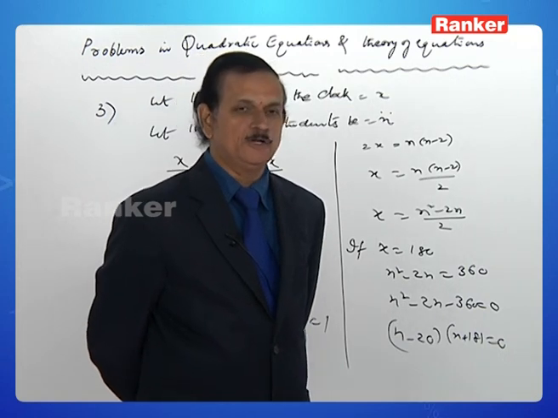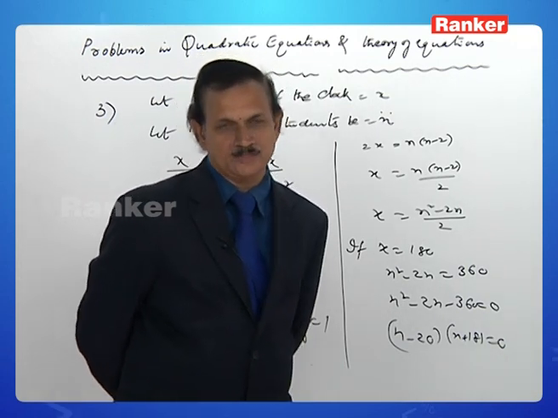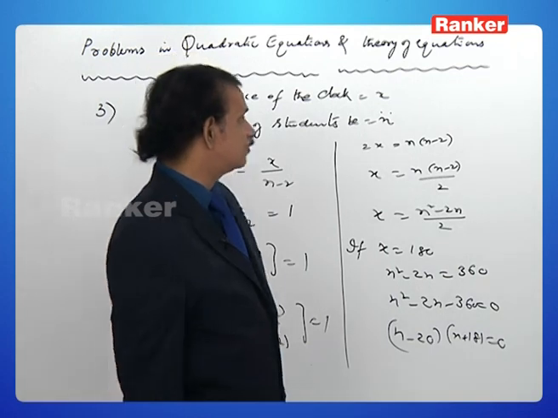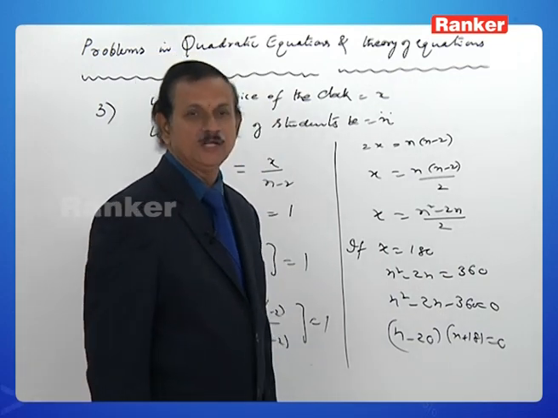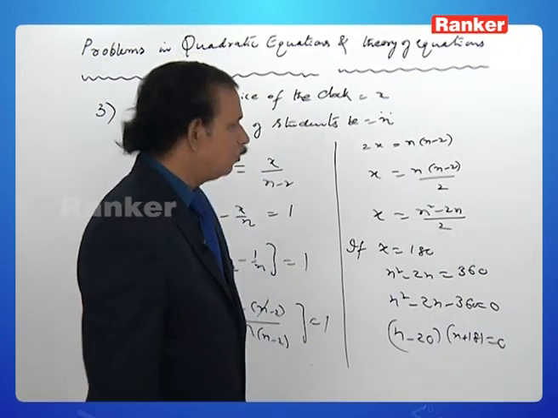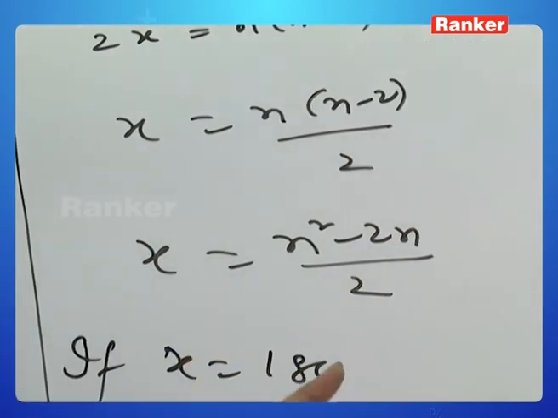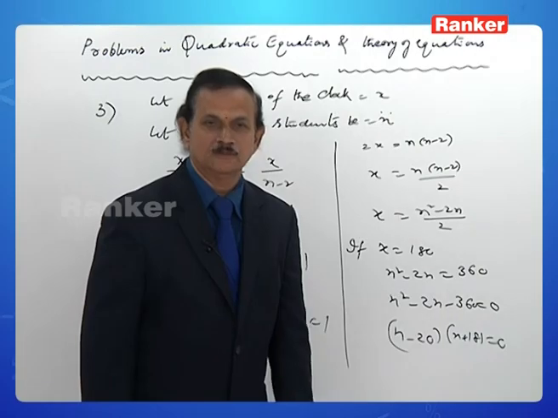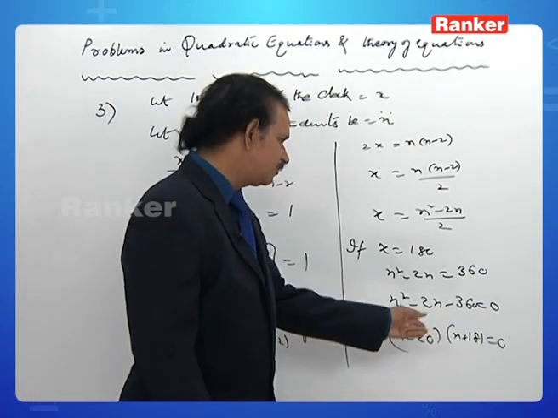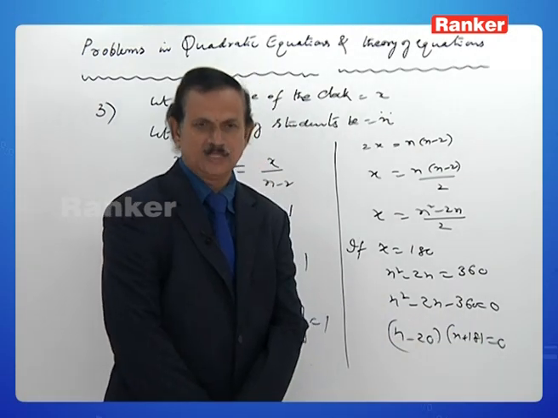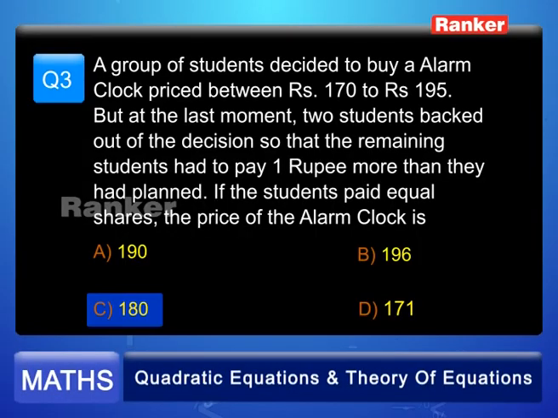If you do not want to go in this procedure, you are supposed to solve those inequalities. What are those inequalities? 170 less than or equal to n square minus 2n by 2 less than or equal to 195. You can do them and you can arrive at this, x is equal to 180. Therefore, option C, that is 180 rupees, is the suitable option for this question.